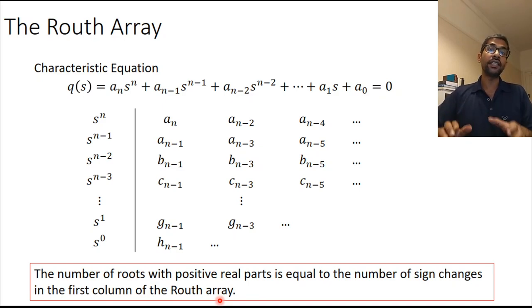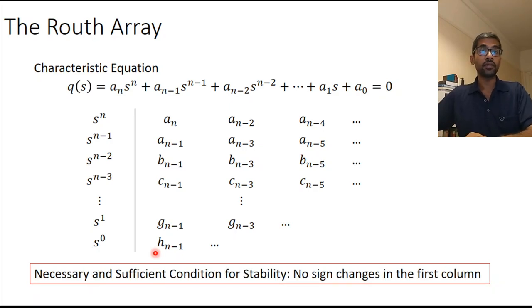Now for stability, how many roots can have positive real parts? 0, right? So none of the roots should have positive real parts, which means that all these coefficients need to be of the same sign if your system is going to be stable. Okay, so that's what I've indicated here. So the necessary and sufficient condition for stability is that there are no sign changes in the first column of the Routh array.